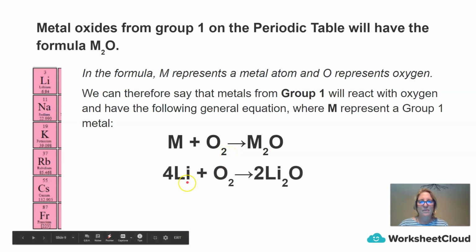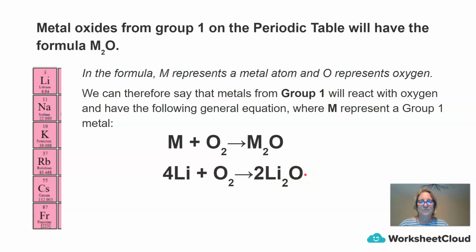So if we take lithium as an example, lithium plus oxygen forms lithium oxide. And this is a balanced equation with 4 molecules of lithium reacting with 1 molecule of oxygen to give us 2 molecules of lithium oxide.